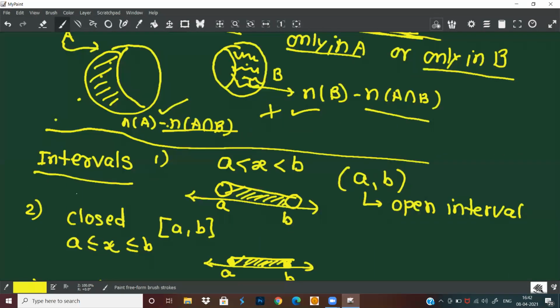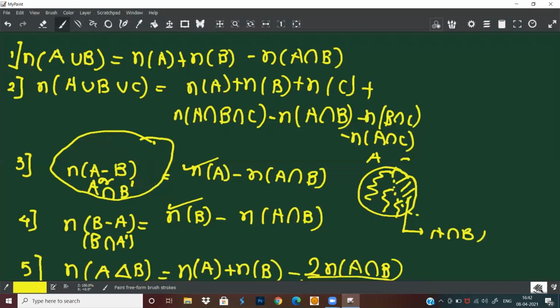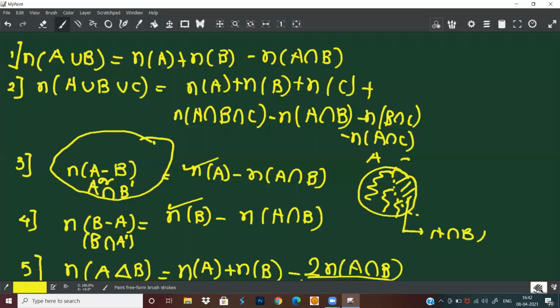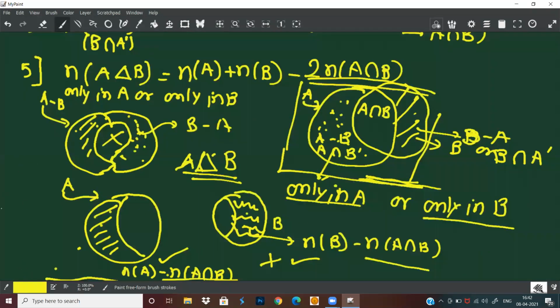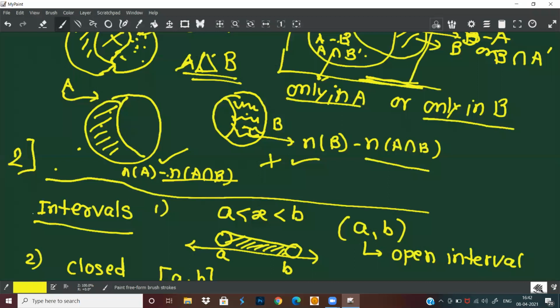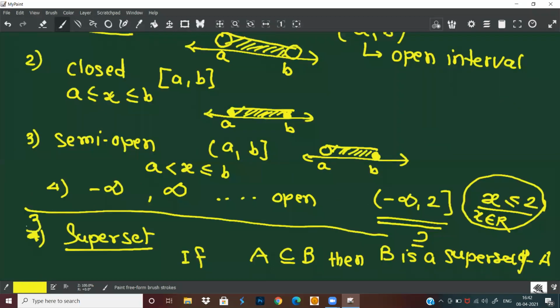See, मेरा point number 1 क्या था? I will just scroll everything and show you. This was my point number 1 in which we wrote the formula. Okay. Point number 2 was intervals. Point number 3 is your superset.